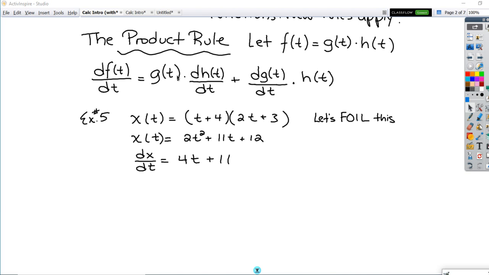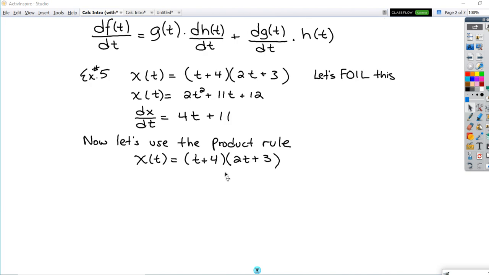But now let's try to use the product rule here. You be the judge whether you think it's easier using the product rule or FOILing it out and doing it the way we just did it. There will certainly be times where the product rule will be maybe the only feasible way to get your derivative, but for this one, you may argue one way is easier than the other.